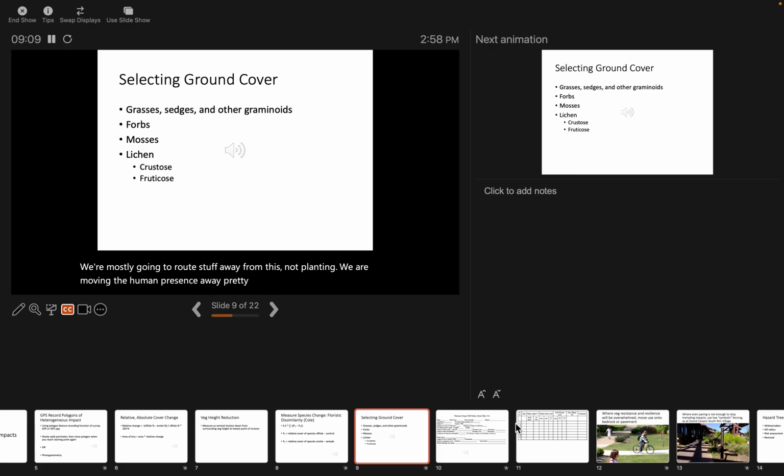Fruticose lichen grows up and away from, or foliates up off of, as it desiccates, off of the boulder or rock surfaces, bedrock. It is very, very fragile. If you touch it, it can crumble to powder. Just kind of rubbing it between your fingers.